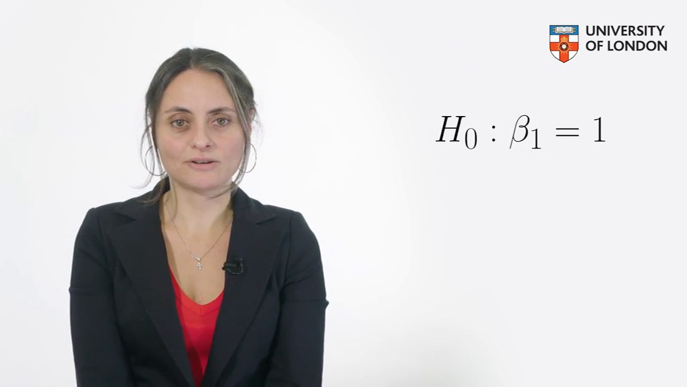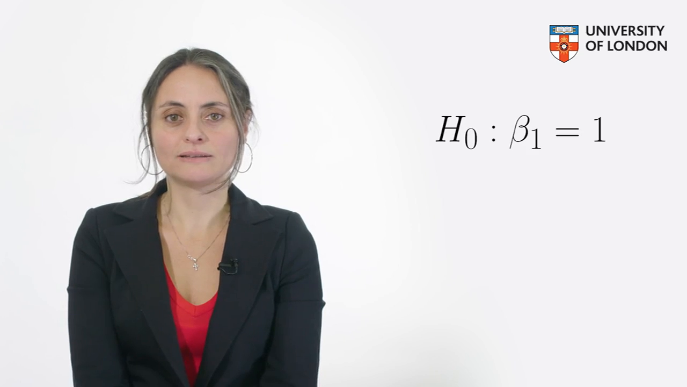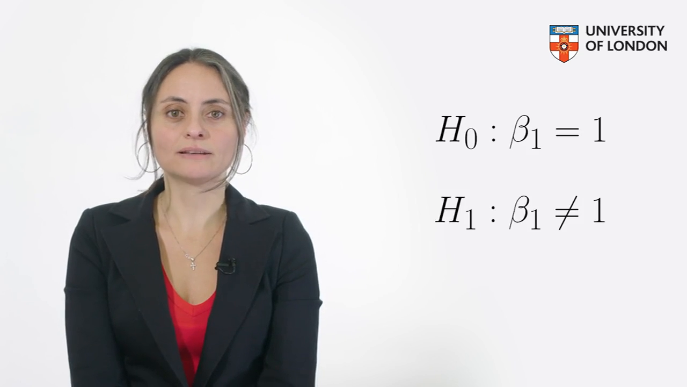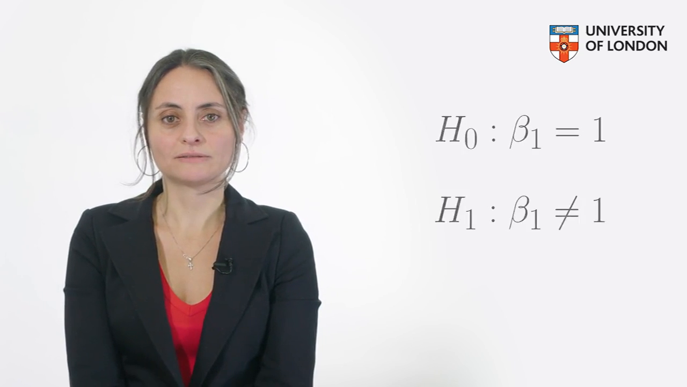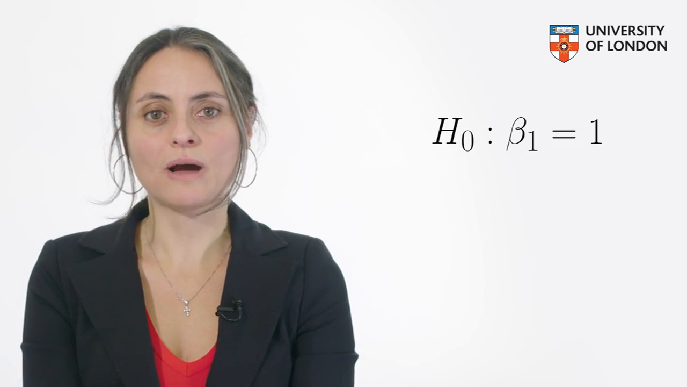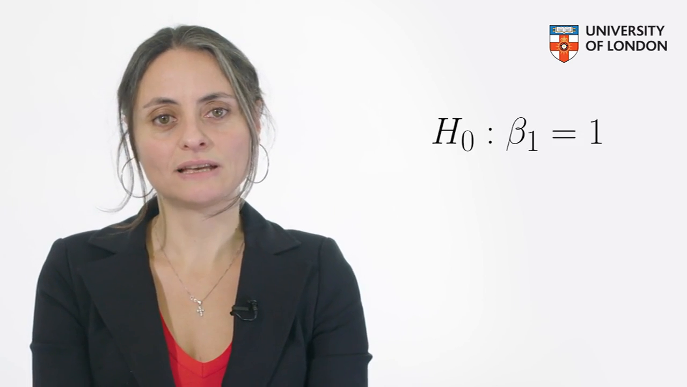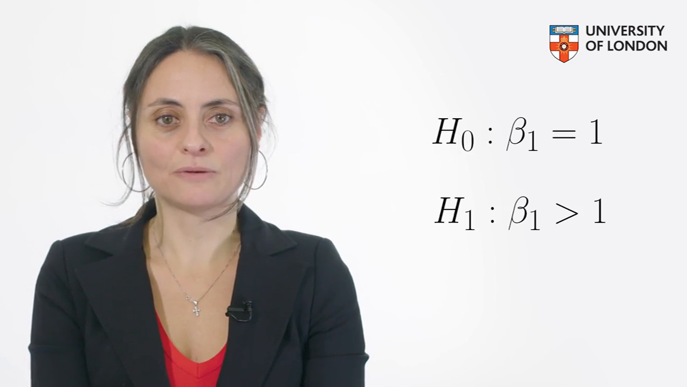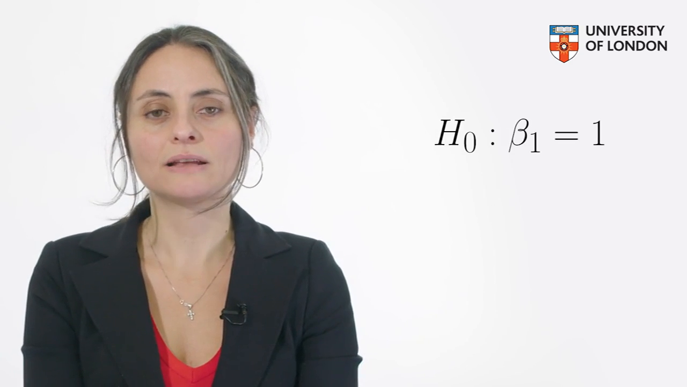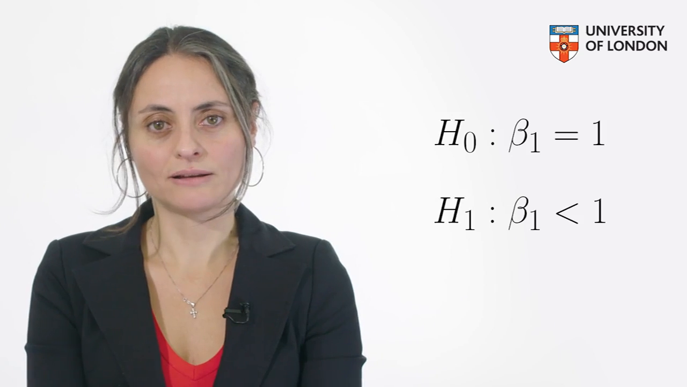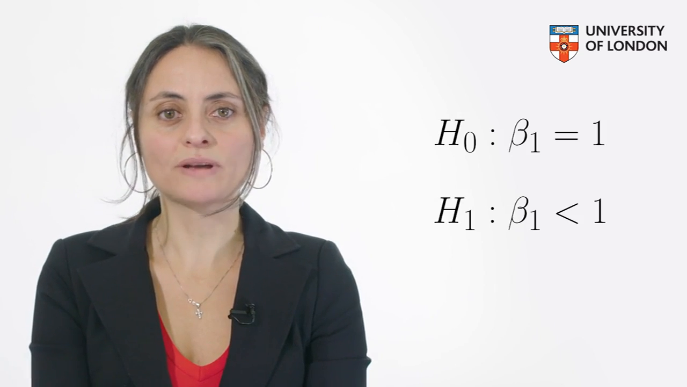For example, the null hypothesis is H0: beta 1 equal to 1. The alternative will be H1: beta 1 different from 1, which is a two-sided alternative hypothesis. Or H0: beta 1 equal to 1 and the alternative hypothesis H1: beta 1 greater than 1, or the null hypothesis beta 1 equal to 1 and the alternative beta 1 less than 1, which are one-sided alternative hypotheses.